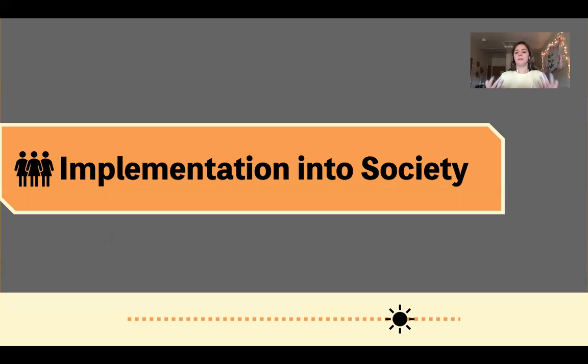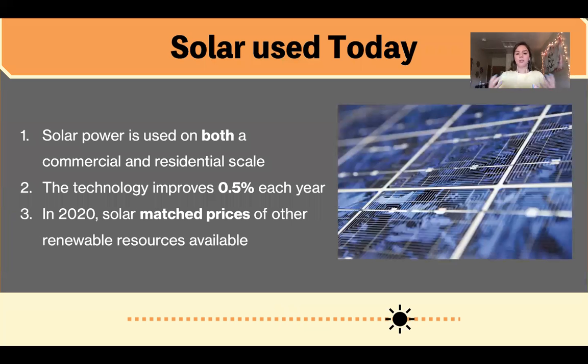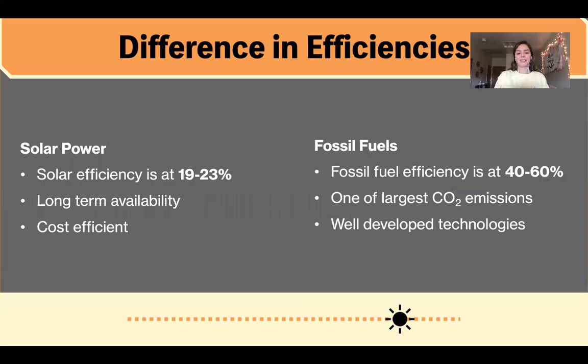So now let's talk about implementing it into society. Solar is used today on both commercial and residential scales. The technology shockingly improves 0.5% each year. In 2020, solar finally matched its competitors of water and wind as an affordable, renewable resource. So what's the difference in the efficiencies? Well, solar power is not as efficient as fossil fuels, falling about 20% behind. Solar power is long-term available because it's a renewable resource, and it's cost efficient in the end.